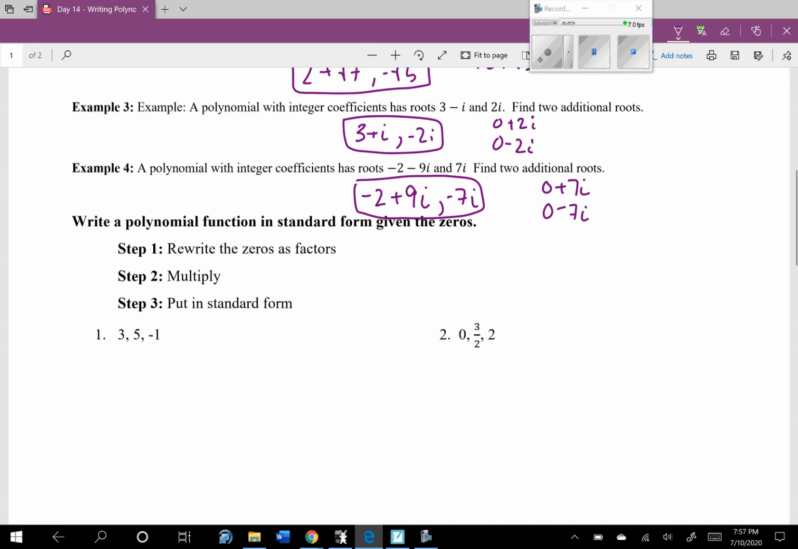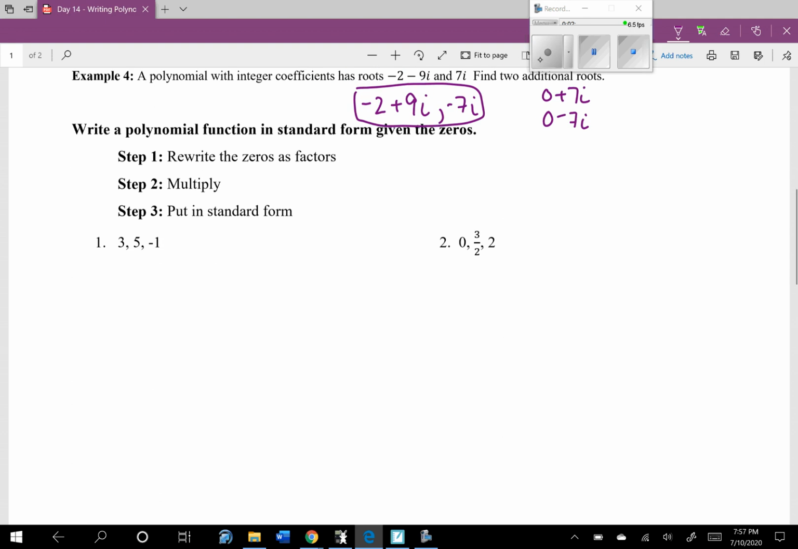So the next part, we're going to write the polynomial functions in standard form given the zeros. So step 1, rewrite the zeros as factors, multiply, and then put them in standard form. We've already done some of this before, so if I want to write this in factored form, remember it's always x minus the 0, so x minus 3, x minus 5, and x minus negative 1 is x plus 1. And you could always check your work by setting each factor equal to 0 and making sure you get 3, 5, and negative 1.